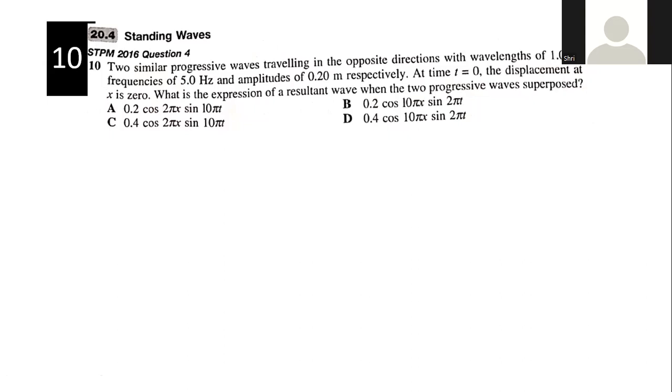Two similar progressive waves traveling in opposite directions with wavelength 1.0 meter, frequency 50 Hz and amplitude 0.2 meter respectively. At time t equals 0, the displacement at x equals 0 is 0. What is the expression for the resultant wave when the two progressive waves superimpose? What is the answer?